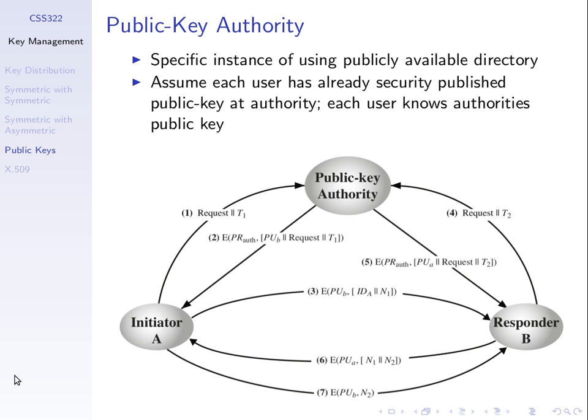A specific case of the publicly available directory is shown here, a protocol for doing it. We have this directory, it's called the Public Key Authority. And we have our two users that want to communicate. The assumption here is that each user has securely published a public key at the authority. That is, user A has gone to the authority and said, here is my public key. And user B has gone to the authority and said, here is my public key. The authority has stored those in some database. So that's the assumption before these steps happen.